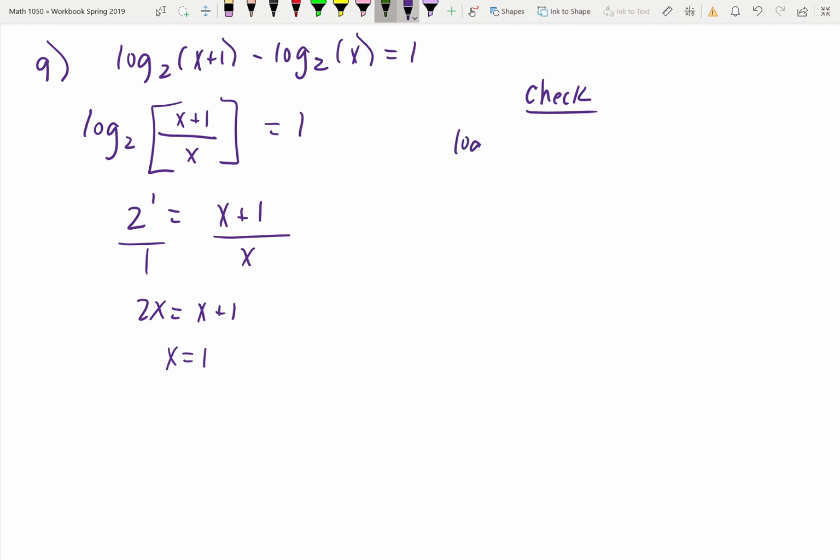So I'm going to go log base 2 of 1 plus 1 minus log base 2 of 1 is equal to 1. I can tell right now that it works because log base anything of 1 is a 0. This is log base 2 of 2. I know log base 2 of 2 is a 1. So I have 1 minus 0, which is a 1. You can also put it in your calculator.